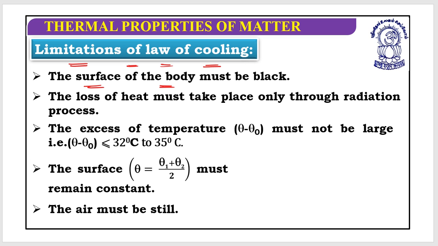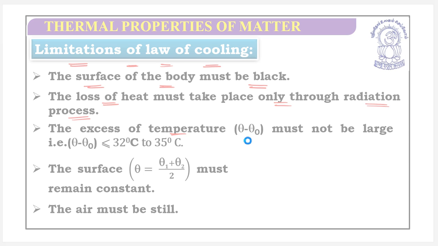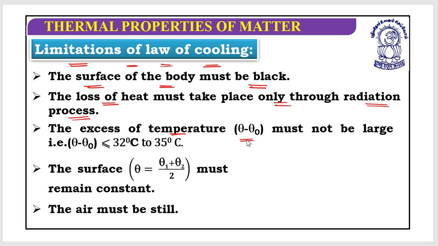The surface of the body must be black to apply Newton's law of cooling. That's why I have written over there to assume that Newton's law of cooling is valid. Next, the loss of heat must take place only through the radiation process. The excess of temperature, theta minus theta naught, must not be large. It should be approximately 32 degrees Celsius to 35 degrees Celsius. This is the approximate range in which this can be applied.